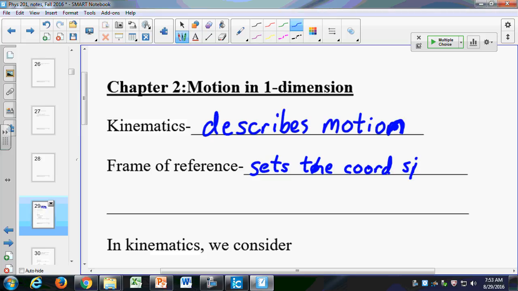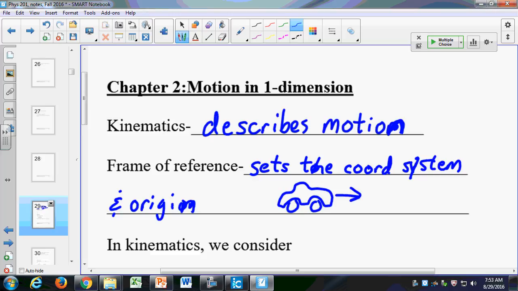We'll use our Cartesian system and the origin. So for example, if I have a car and it's traveling along with some velocity, all I'm saying is, look, I'm going to say that this is x equals 0, and any point that it goes from there, I'll measure from that point x equals 0. So a frame of reference is really just setting my origin and defining where the x and the y axes are. It's a really important step, and we'll see how that comes into play in this chapter and in the next two chapters.